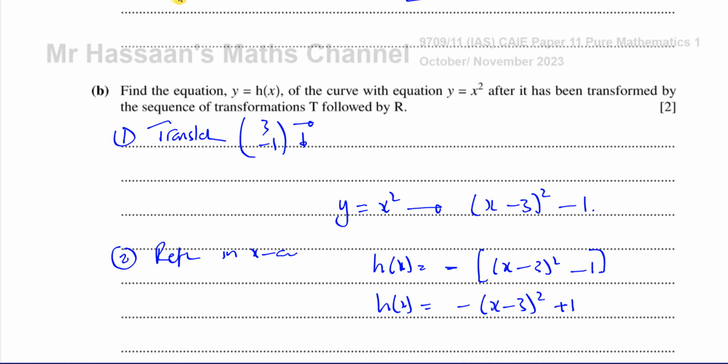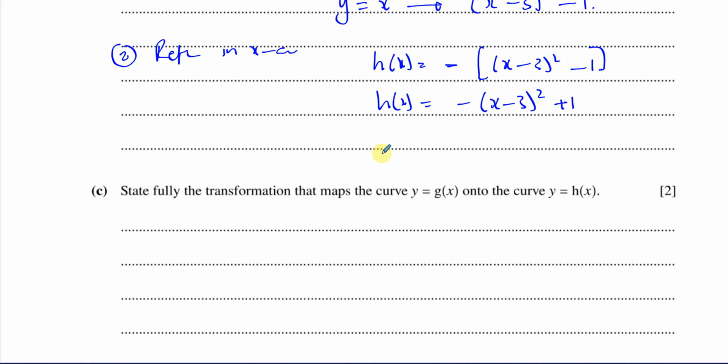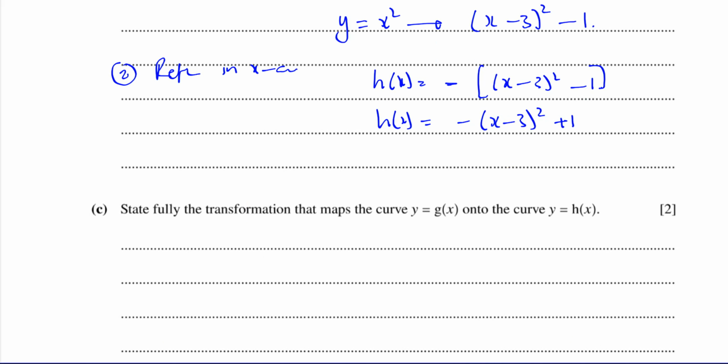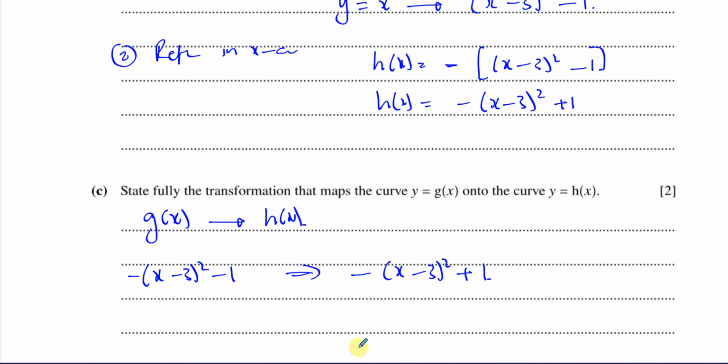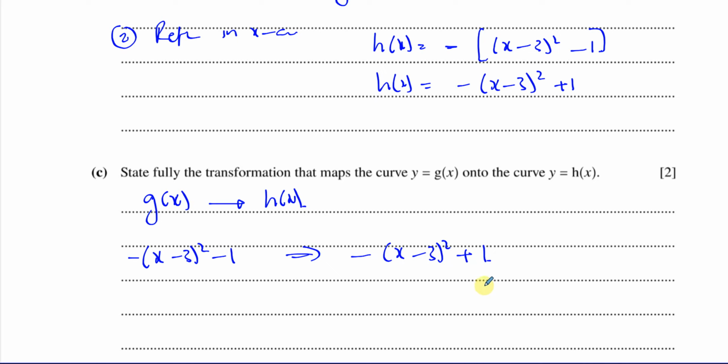Now for part C, it says state fully the transformation that maps the curve y equals g of x onto h of x. So g of x, how does g of x become h of x? So g of x, remember, was minus x minus 3 squared minus 1. And how does it become minus x minus 3 squared plus 1? How does that happen? Okay, so basically what we can see here is g of x onto h of x. That's right. So this part is all the same.